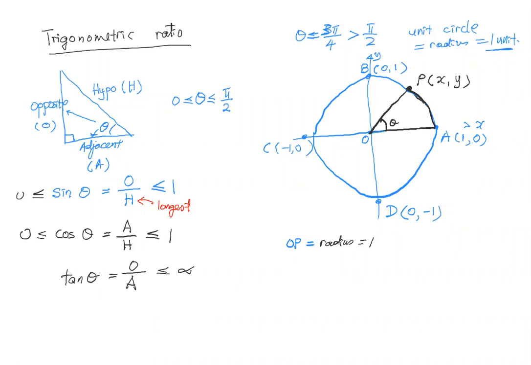One unit. Okay, now from point P, I drop down a straight line which is perpendicular to the x-axis. I name this point Q. Can you tell me the length of OQ?